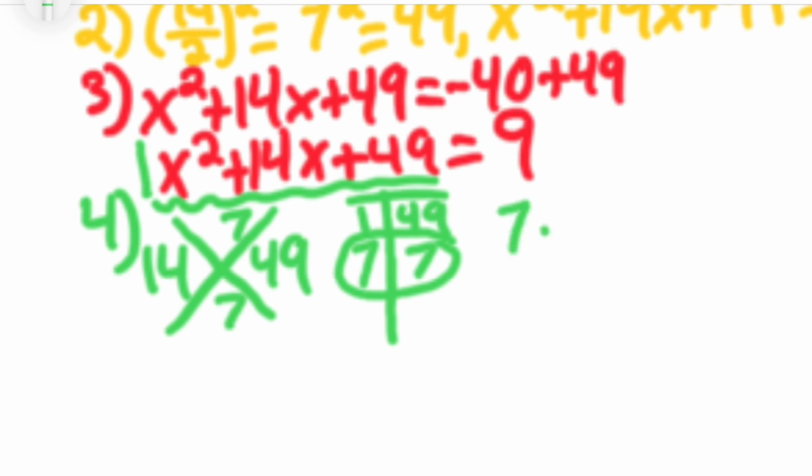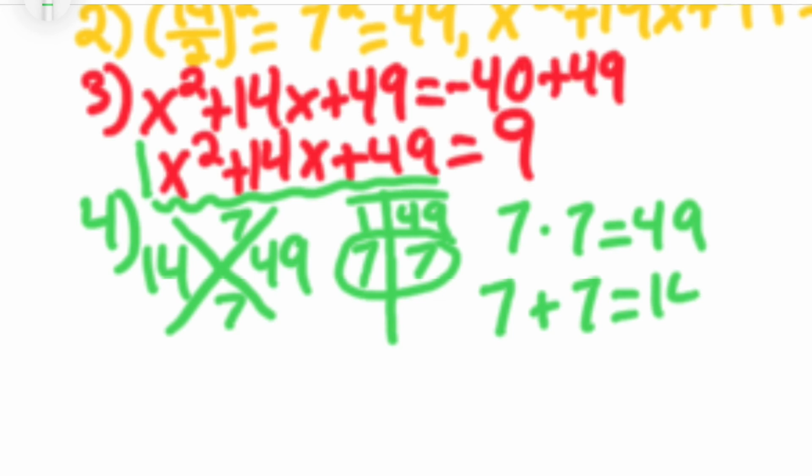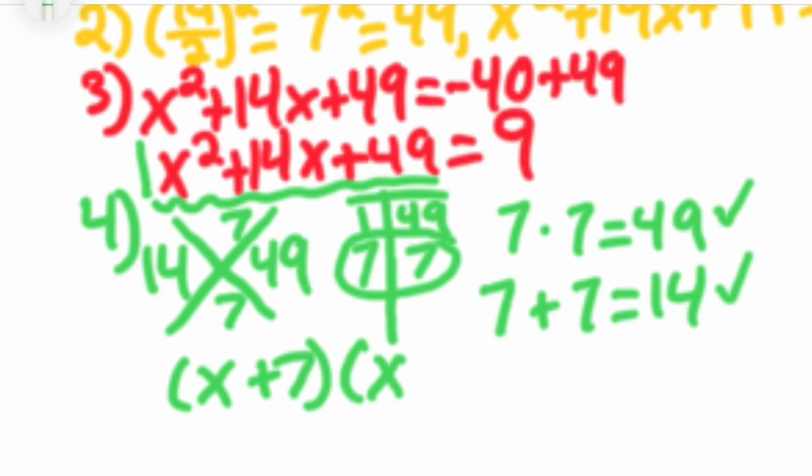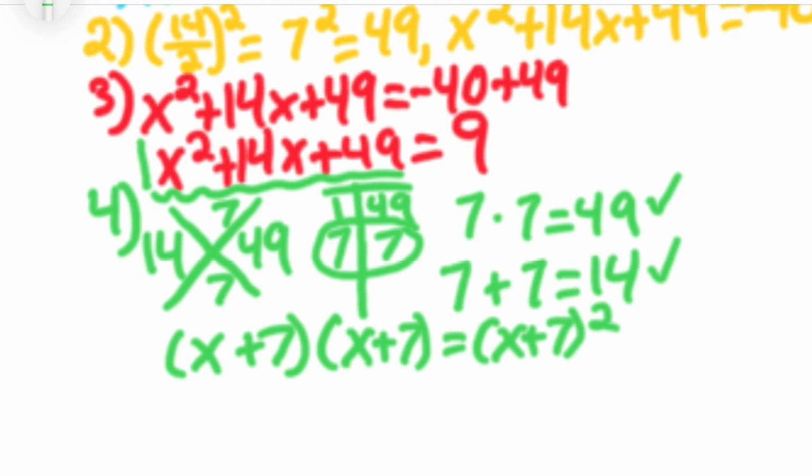Again, when you're using the big X method, you want to check to make sure both statements are true. So positive 7 times positive 7 to give us positive 49. And then positive 7 plus positive 7, and we want 14. Are both statements true with both of them being positive? Yes. So our magic numbers are positive 7, so we have x plus 7 times x plus 7, which is the same thing as x plus 7 squared.